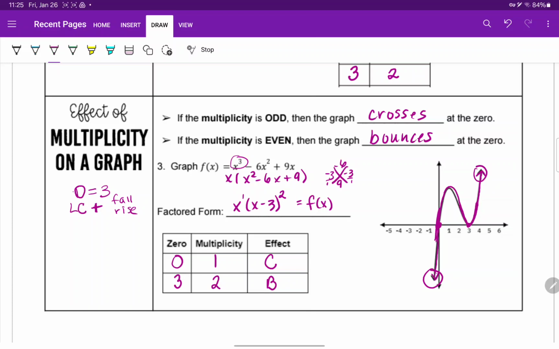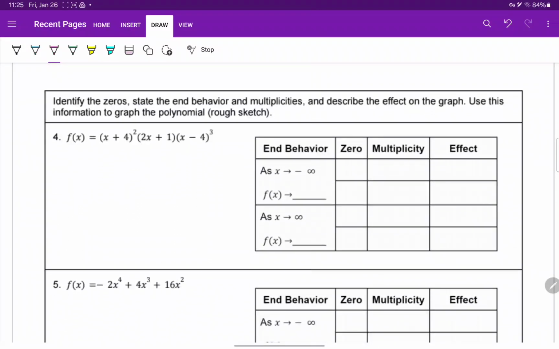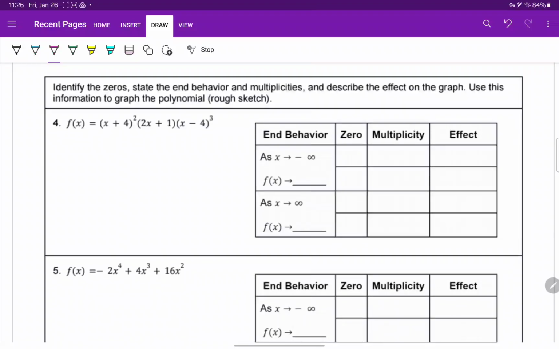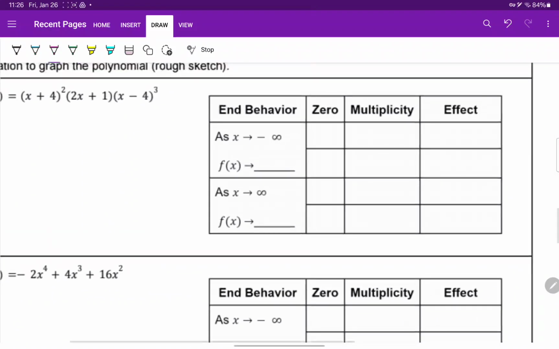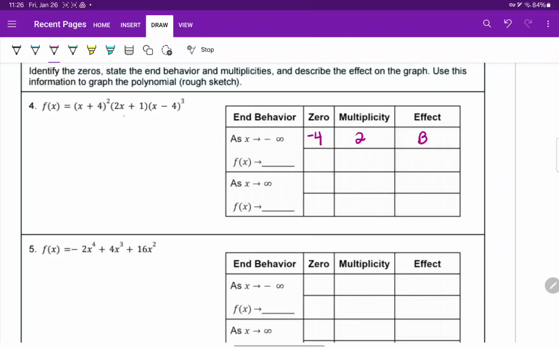All right, so let's try to do a whole graph by ourselves. First we're going to identify our zeros. In this case, our 0 would be negative 4 first. Its multiplicity would be 2, which means that this one's going to bounce because my multiplicity is even. Be careful with this second one. Set it equal to 0. This gives me negative 1/2. Multiplicity 1, because the power on this is a 1. That means this graph is going to cross.